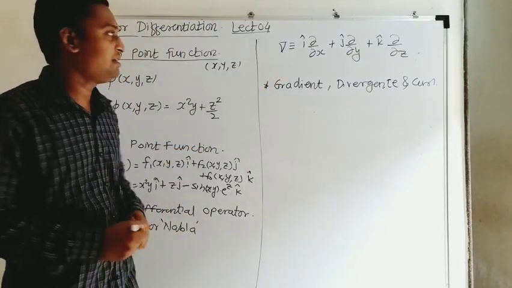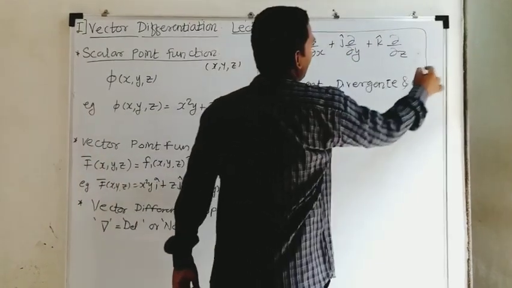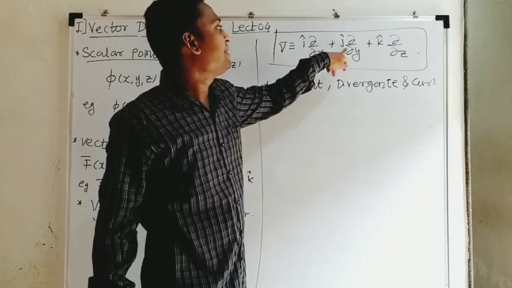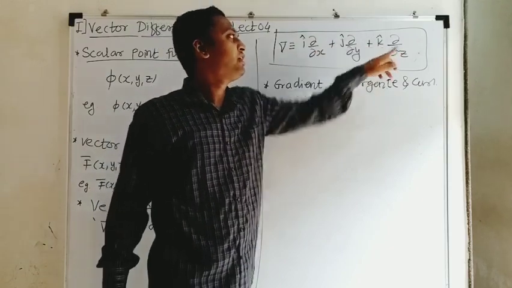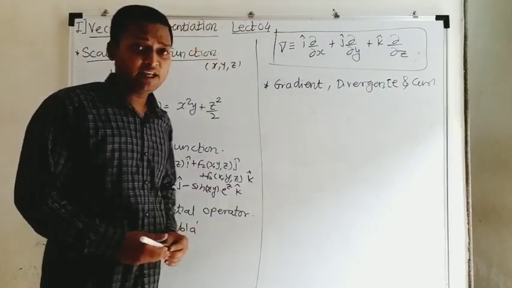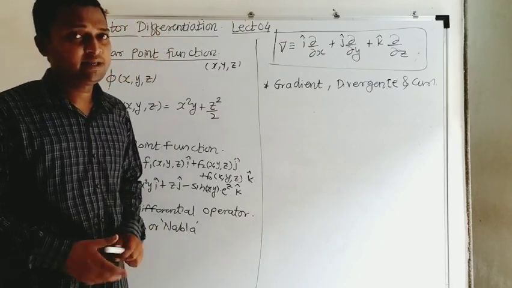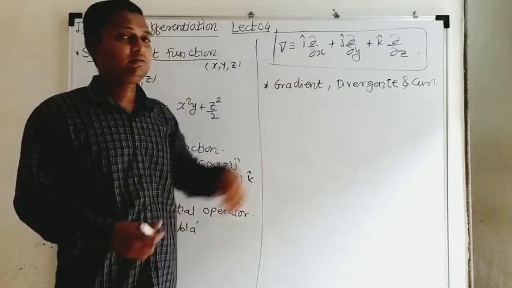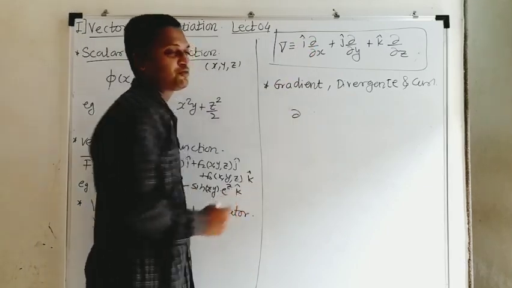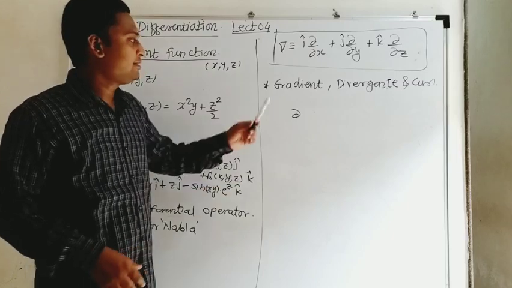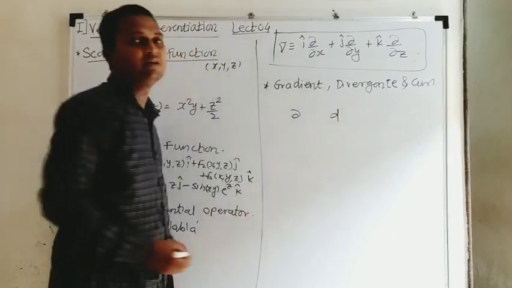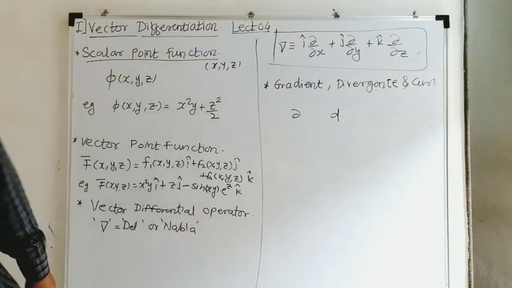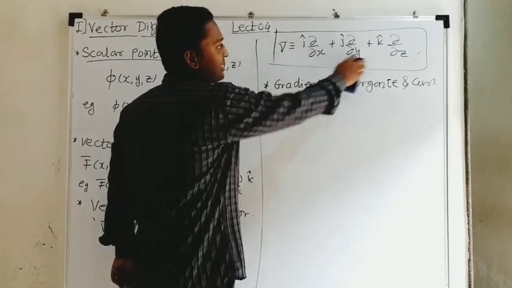The value of del, as I have written here, is equivalent to this operator: i cap into del by del x, plus j cap into del by del y, plus k cap into del by del z, where del by del x, del by del y, and del by del z are the first order partial derivatives. This symbol del we use for partial derivatives, and for ordinary derivatives we use the symbol small d. So this is the difference between the symbols of partial derivative and ordinary derivative.